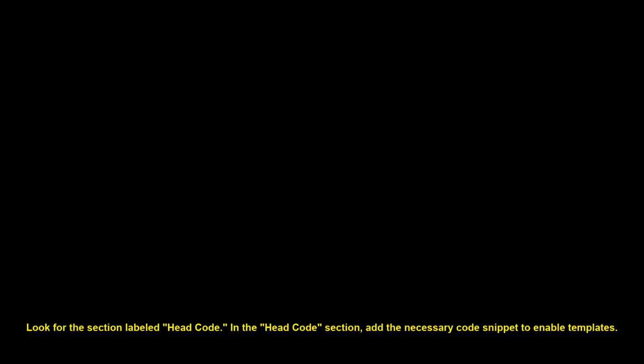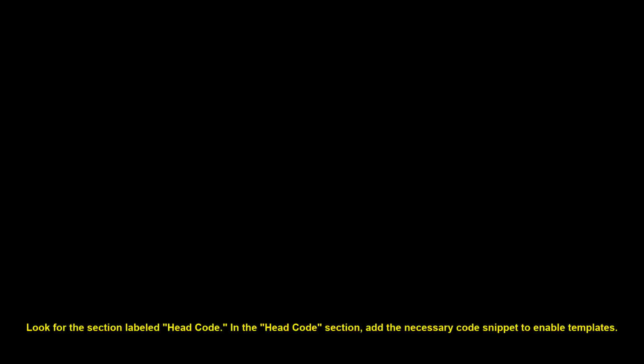To enable creating templates in Webflow, start by logging into your Webflow account. Select the project where you want to create the template. Go to the project settings by clicking on the gear icon in the upper right corner. Navigate to the custom code tab within the project settings. Look for the section labeled head code.